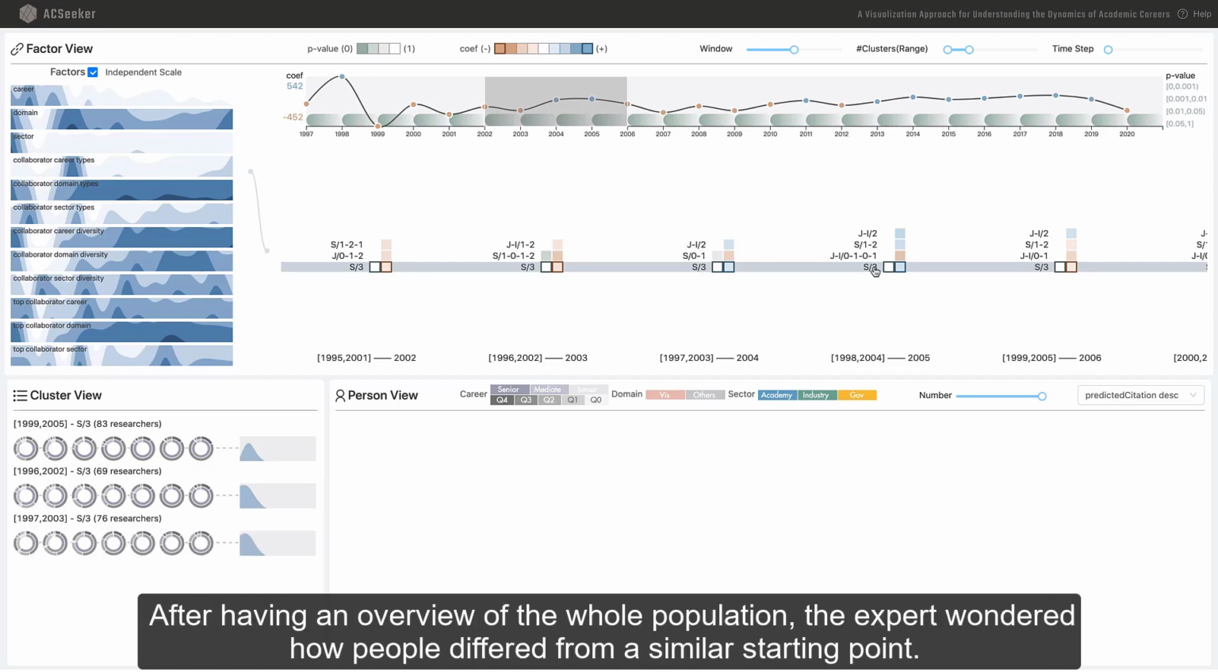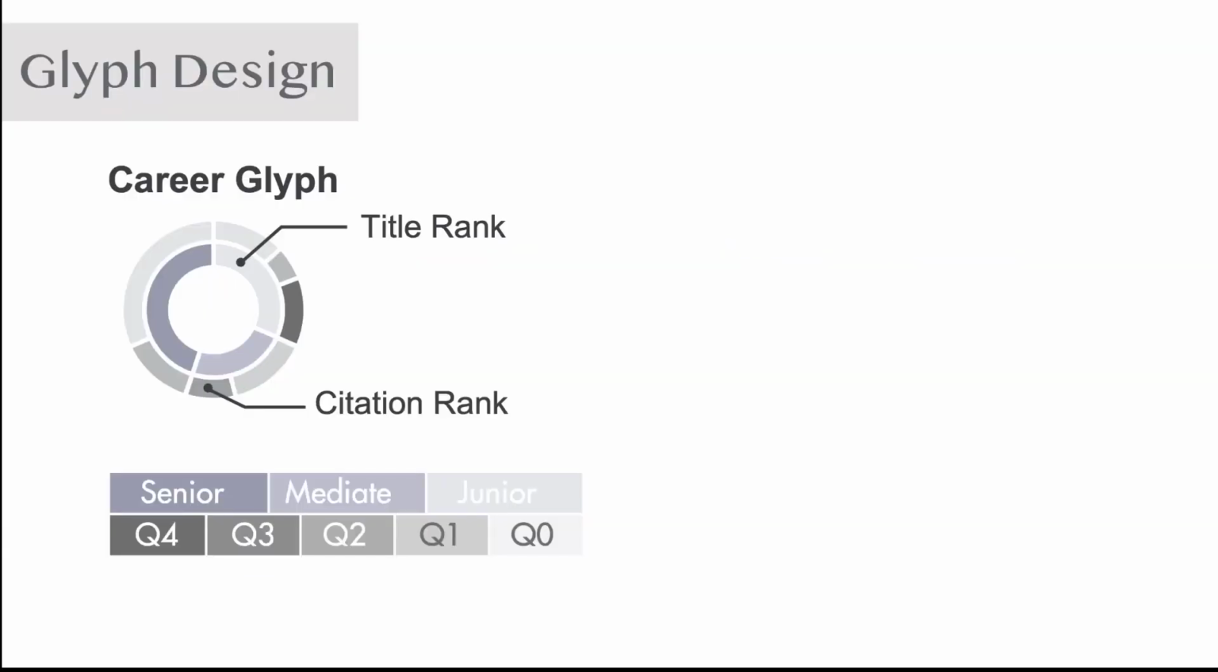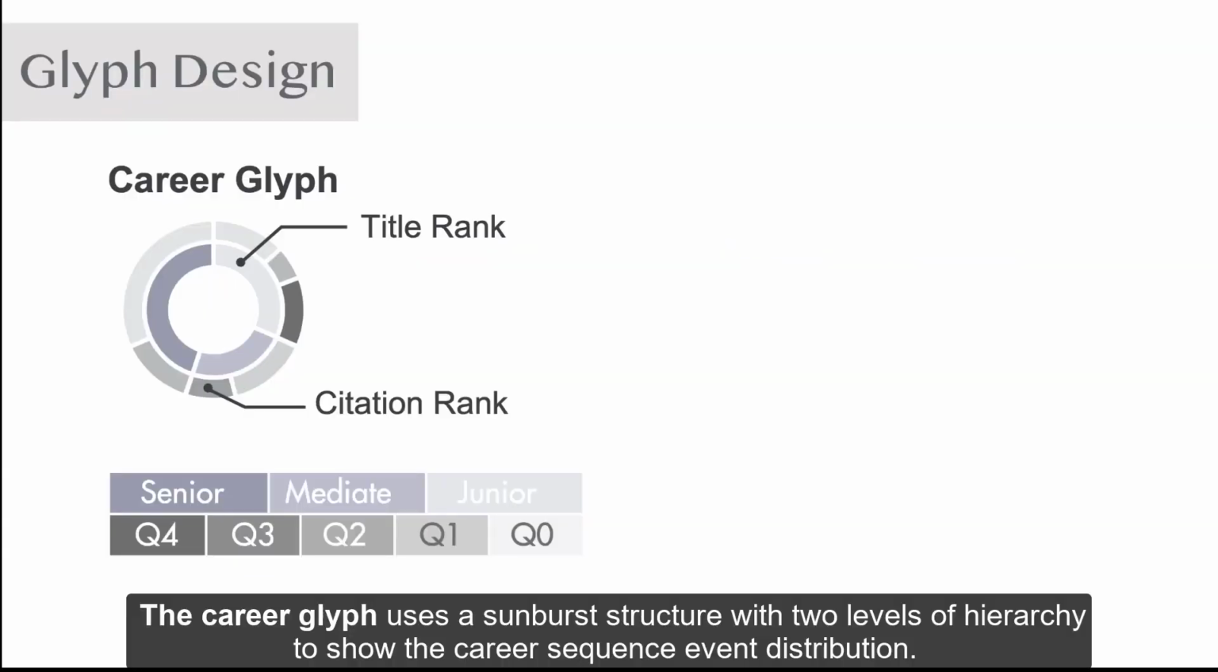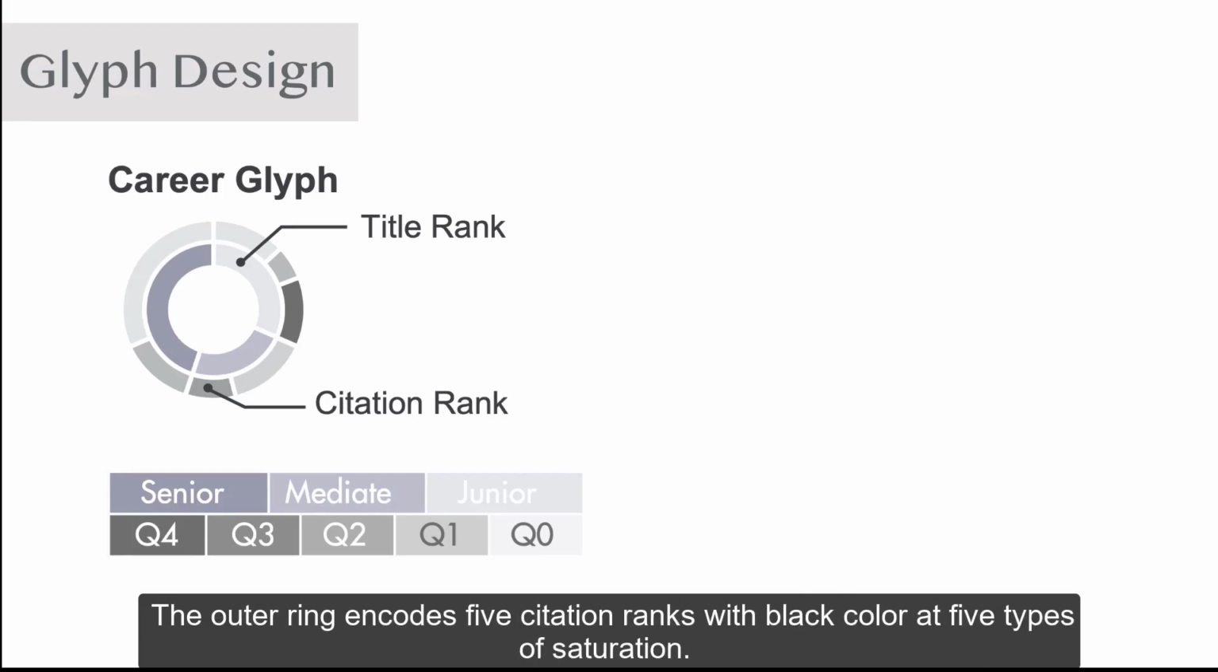After having an overview of the whole population, the expert wondered how people differed from a similar starting point. Turning to the cluster view, the historical sequences in this cluster were summarized as career glyphs by year. The career glyph uses a sunburst structure with two levels of hierarchy to show the career sequence event distribution. The inner ring shows the job levels with 3 colors. The outer ring encodes 5 citation ranks with black color at 5 types of saturation.